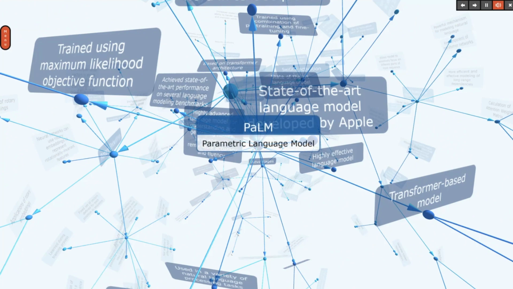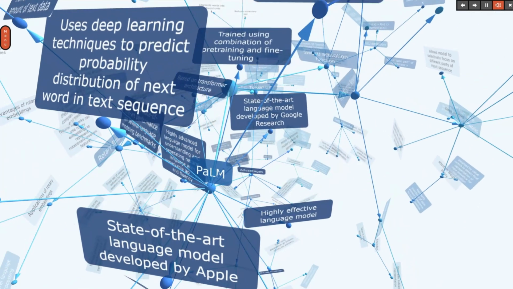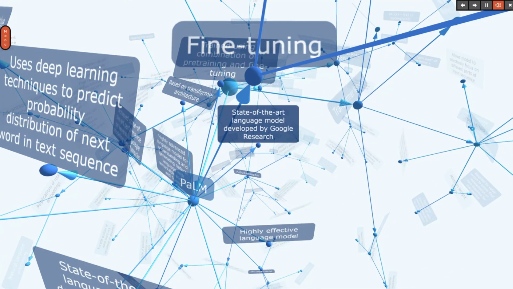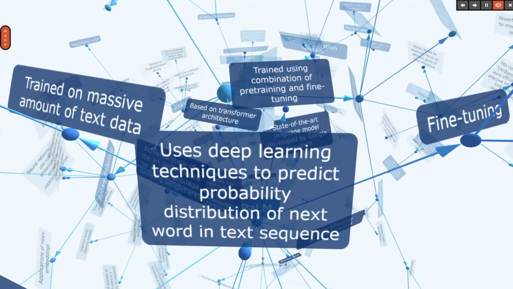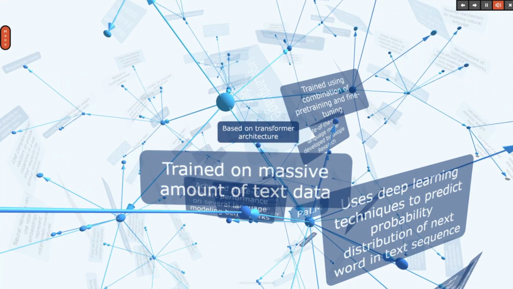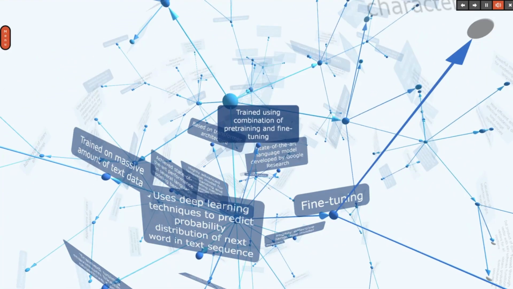PaLM. Parametric language model. State-of-the-art language model developed by Google Research. Based on transformer architecture. Trained using combination of pre-training and fine-tuning.